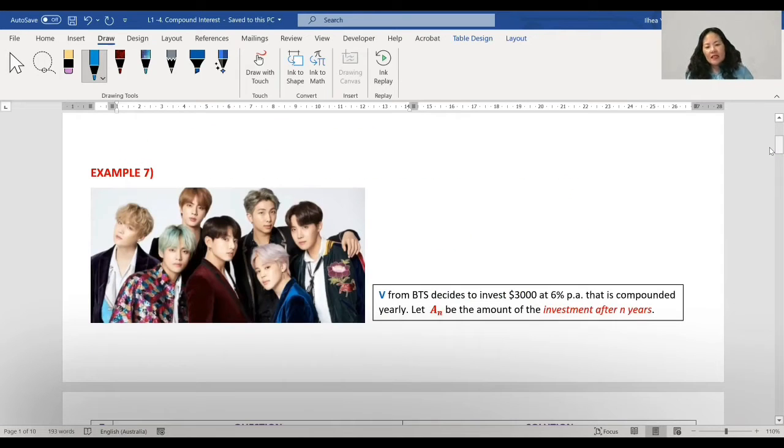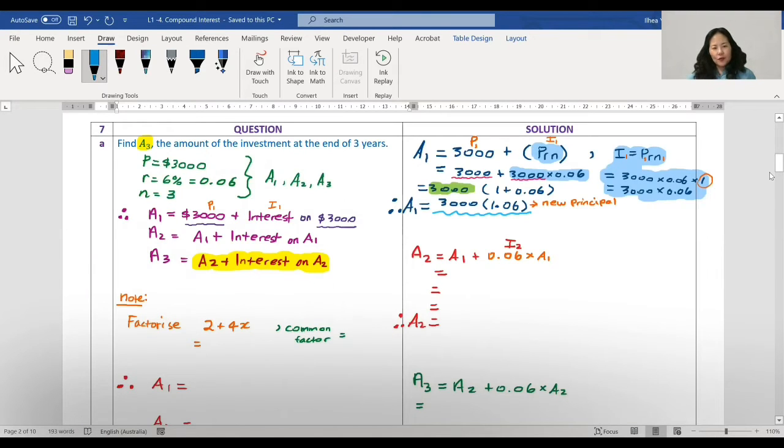B from BTS decides to invest $3,000 at 6% per annum, compounded yearly. Let A_n be the amount of the investment after n years. So to find A3, meaning the investment amount at the end of 3 years, we still need all those P, R, N. P is our principal, the initial amount, which is 3,000. That's what B is investing. And R is 6%, but we want to change it into a decimal, so it'll be 0.06. N, of course, is the years, 3 years.